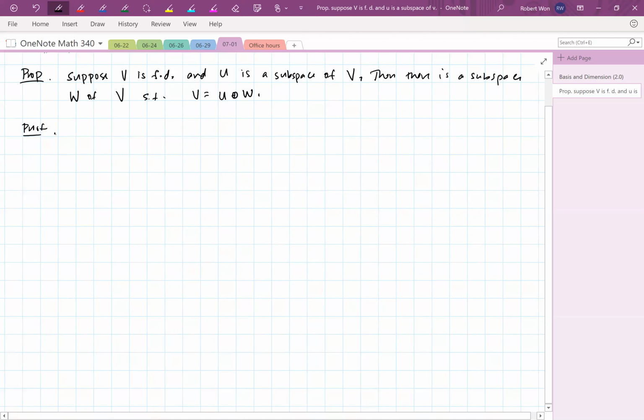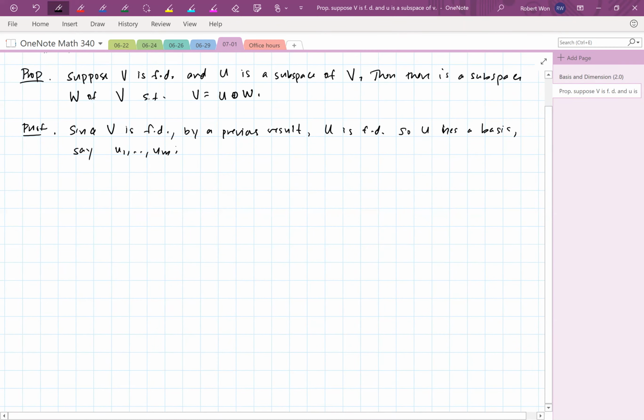How do we prove this result? Well, first of all, since V is finite dimensional, one thing that we proved is that every subspace of a finite dimensional vector space is also finite dimensional. So by a previous result, U is finite dimensional. And then we also proved that every finite dimensional vector space has a basis. So this means that U has a basis. Let's say it's U1 up through UM, as usual.